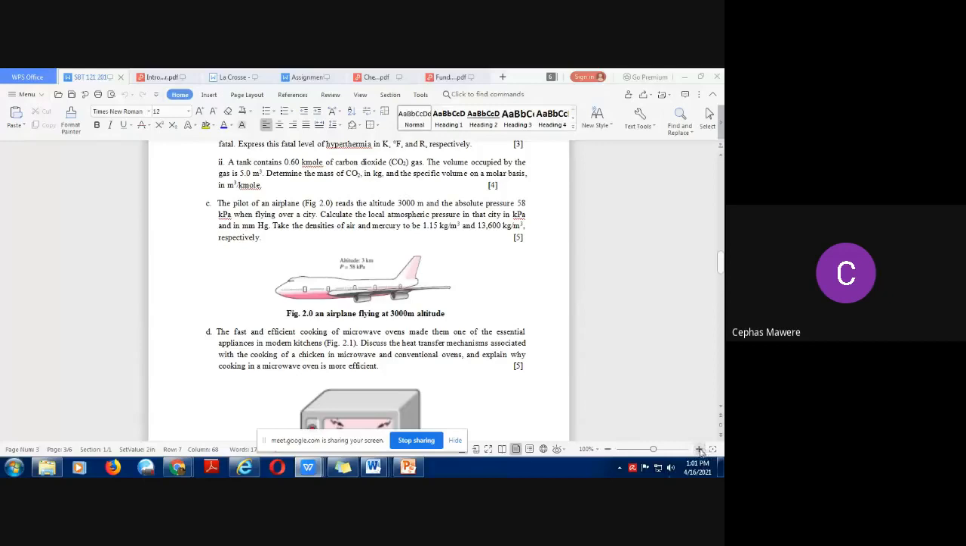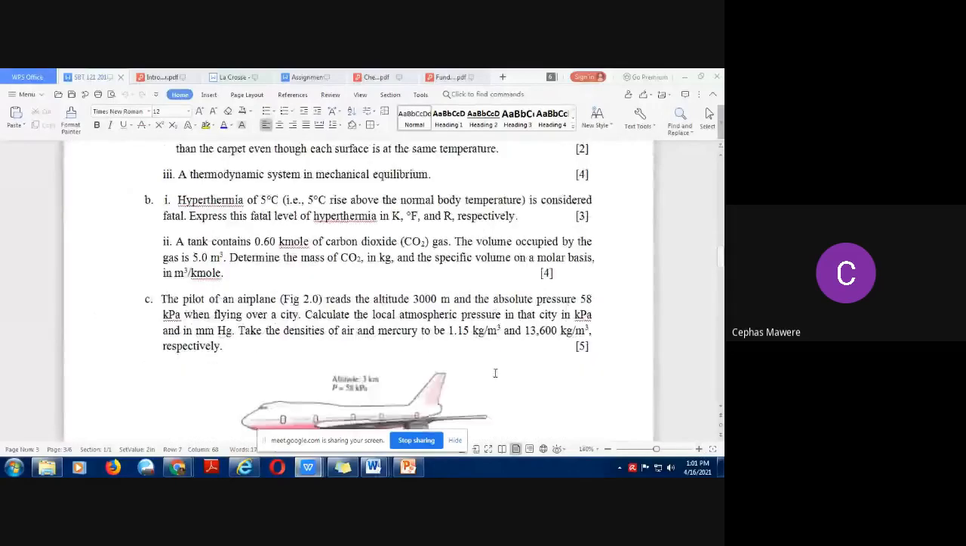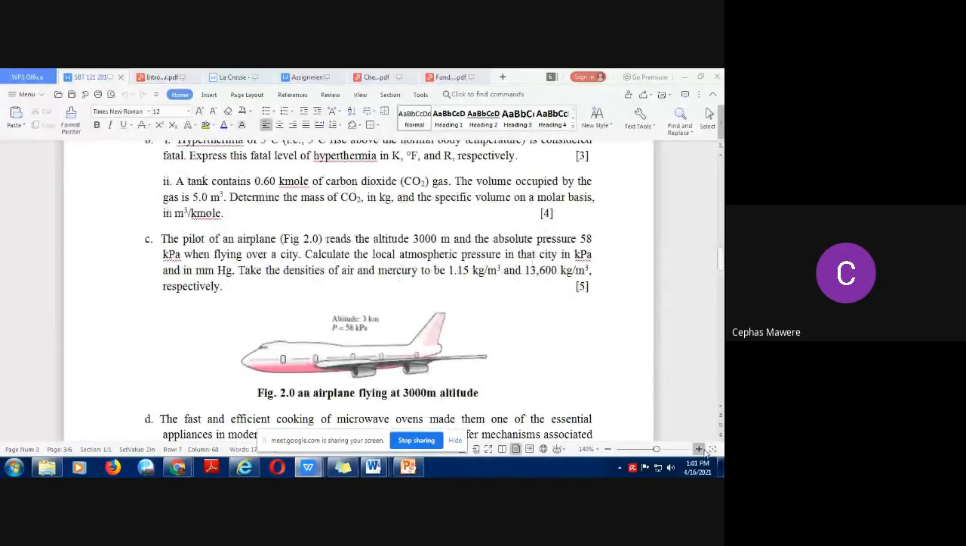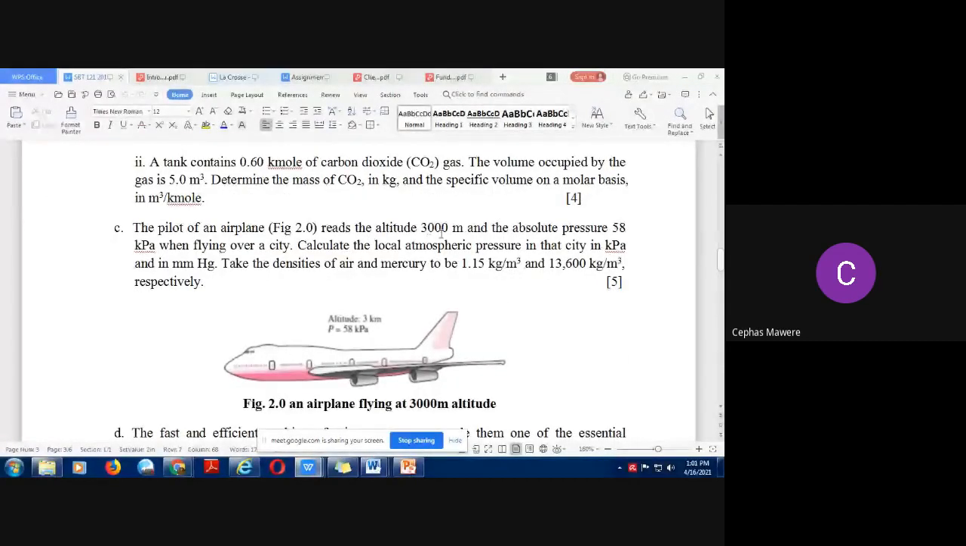Another example that we have here is the example of a pilot. Let me take this one, right? It says the pilot of an airplane reaches an altitude of 3,000 meters and the absolute pressure is 58 kilopascals when flying over a city. Calculate the local atmospheric pressure in that city in kilopascals and in millimeters of mercury. Take the densities of air and mercury to be 1.15 kilograms per cubic meter and 13,600 kilograms per cubic meter respectively.